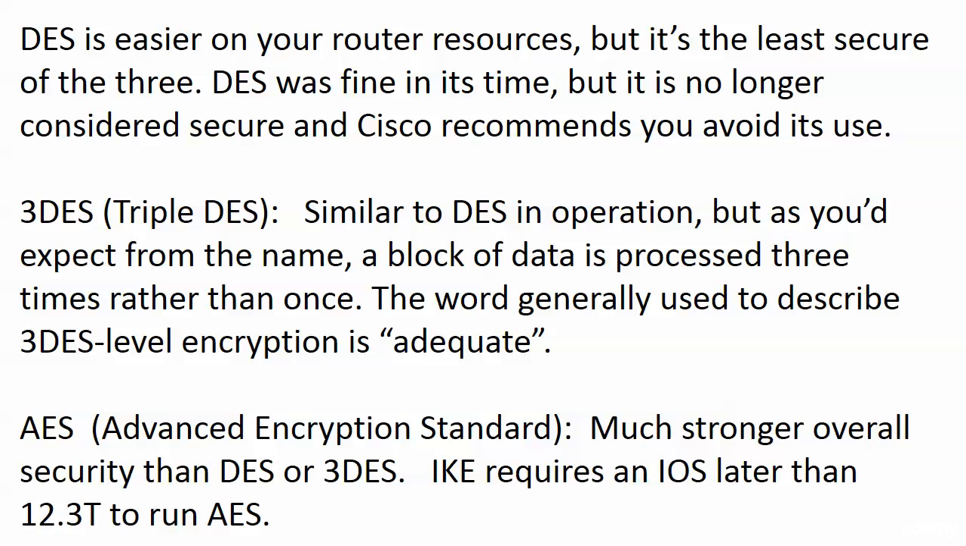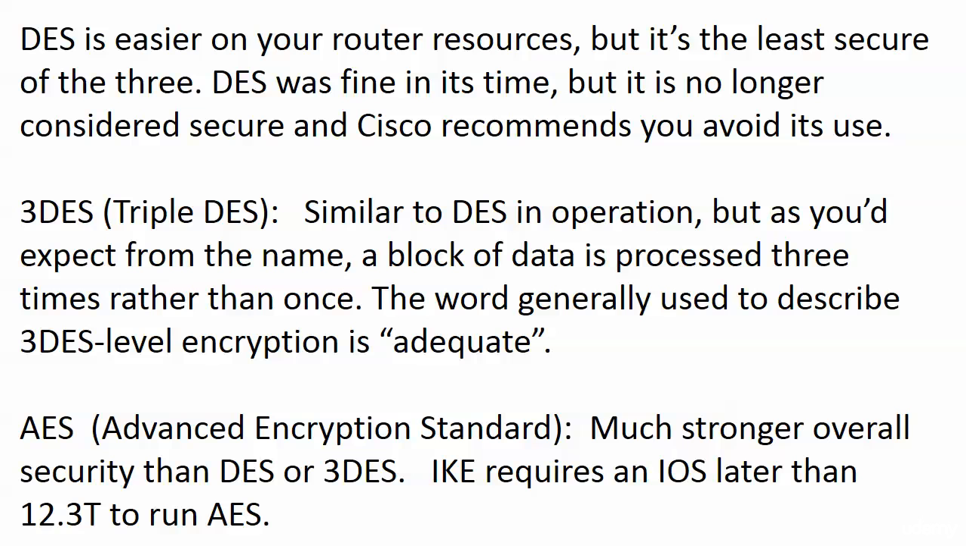Now, 3DES, or triple DES, is very similar to DES in operation, but as you'd expect from the name, a block of data is going to be processed 3 times rather than once. And the word generally used to describe 3DES level encryption is adequate. You know, it's okay. It's not great, but it's okay.